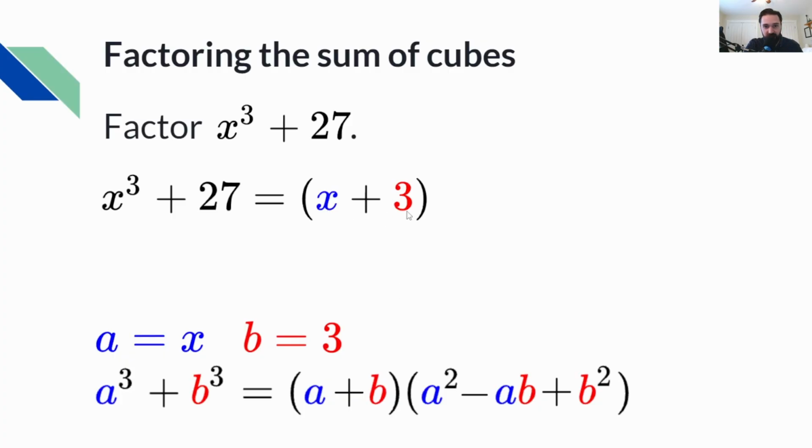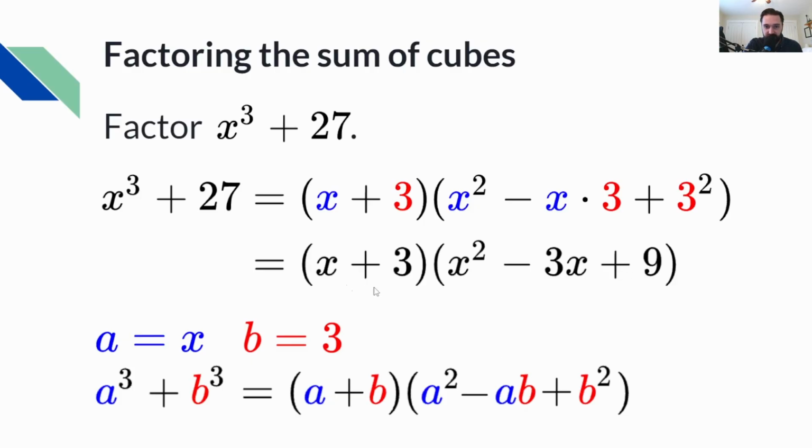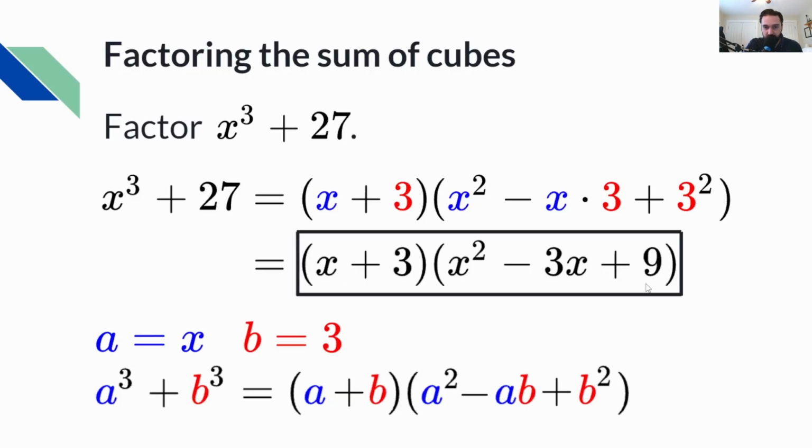Okay, so we have x plus 3, starting to factor this. We have a plus b, so we do x plus 3, and then we do a squared minus ab plus b squared. That's x squared minus x times 3 plus 3 squared. We can clean this up a little bit to get x plus 3 times x squared minus 3x plus 9. And that's my answer.